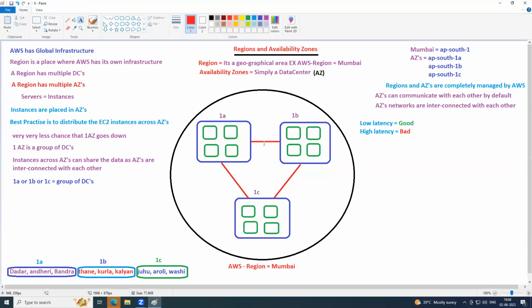What's the meaning of latency here? You open the browser and you type google.com. Within how many milliseconds do you need to get your page? Within very few milliseconds. If it is taking 4 seconds, 5 seconds to load, is that low latency or high latency? High latency. The response time is more. If the response time is more, that is bad, meaning high latency. If the response time is very quick, that is low latency.